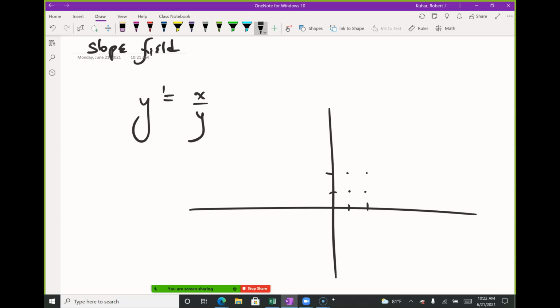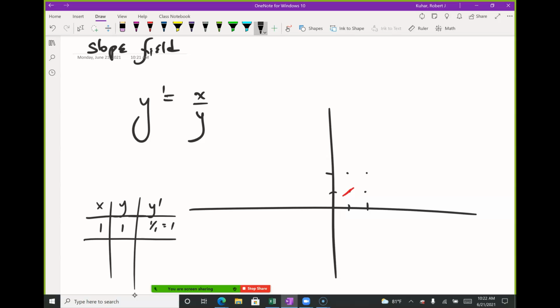I usually just work with the first quadrant, it makes it easier. When x and y are both 1, y prime is going to be 1 divided by 1, which is 1. So I'm putting a slope of 1 right on that tick mark. That's a guide for my water, a blocker for my water. Does that make sense? It's really that simple. So give me another. What point do you want to look at?